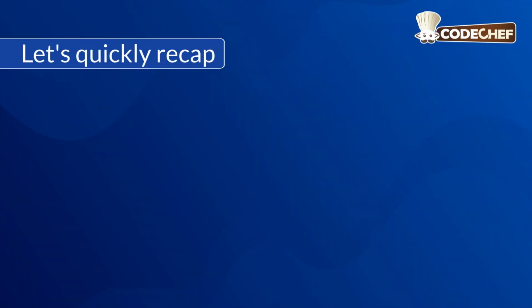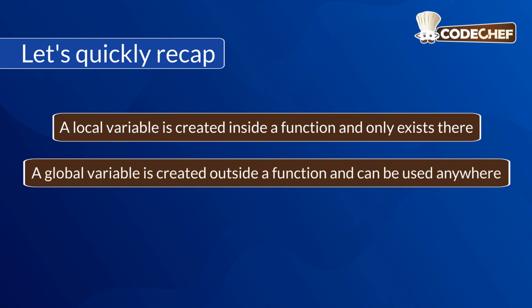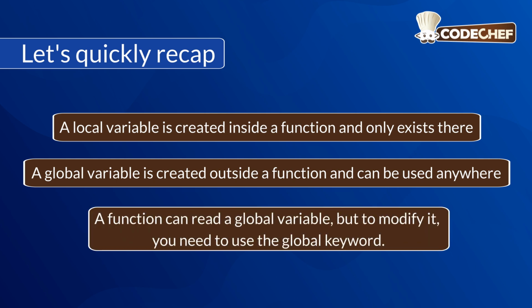Let's quickly recap. A local variable is created inside a function and only exists there. A global variable is created outside a function and can be used anywhere. A function can read a global variable, but to modify it, you need to use the global keyword. Understanding variable scope will help you write much cleaner code and solve bugs faster.